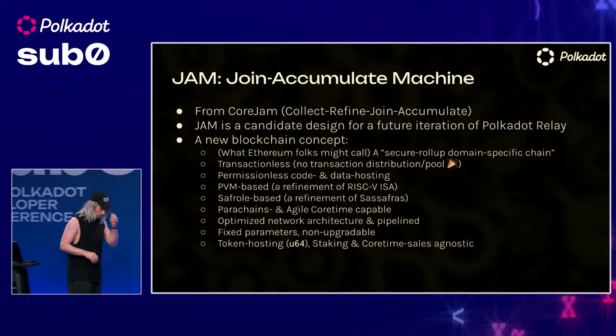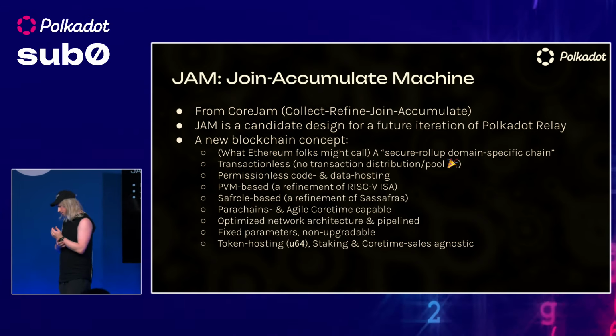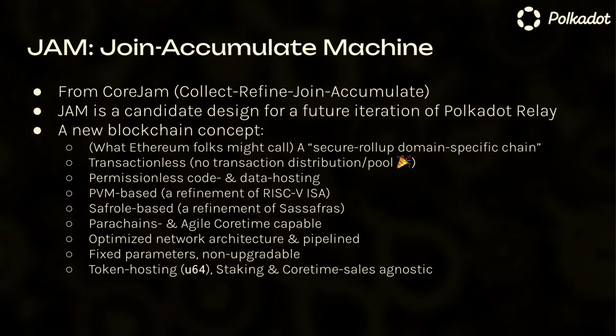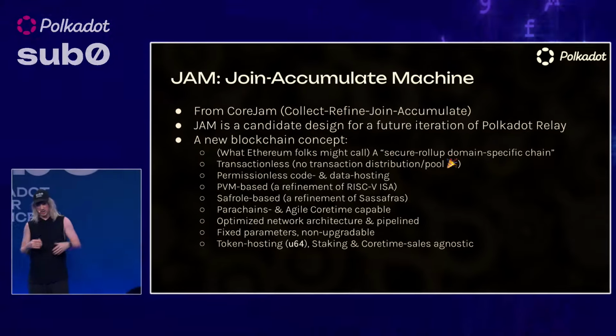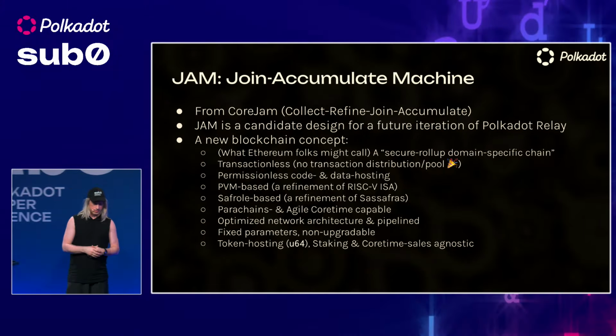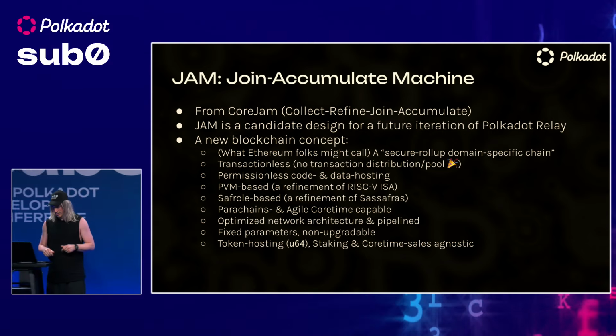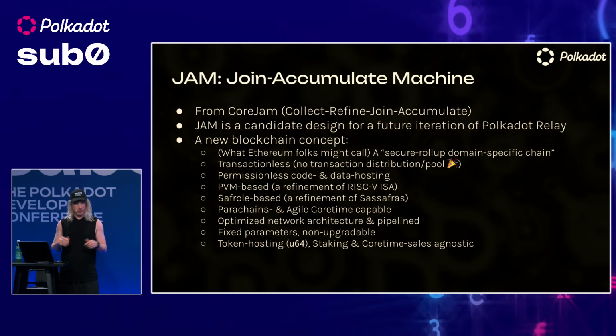All right, Jam. It stands for Join, Accumulate, Machine. As I mentioned before, it comes from Core Jam: collect, refine, join, accumulate. That's the computation model that the machine implements. It's shortened to Jam for a couple of reasons. One of them is that the actual chain itself only does the join accumulate bit. The collect and refine stuff happens off-chain. It's also a little bit shorter and therefore faster to type. And it works quite well with the machine thing at the end, which is what it is at the end of the day.